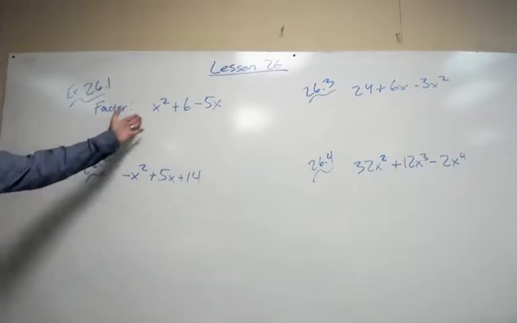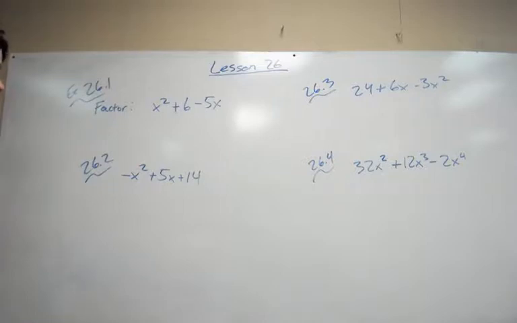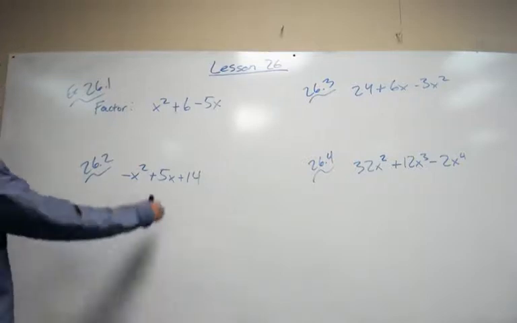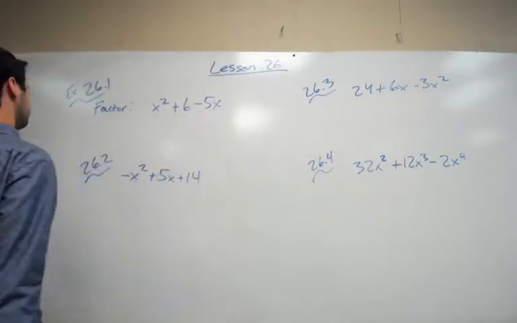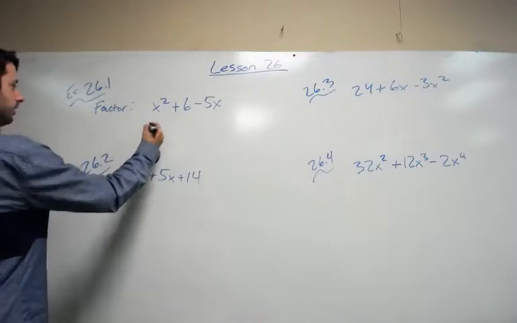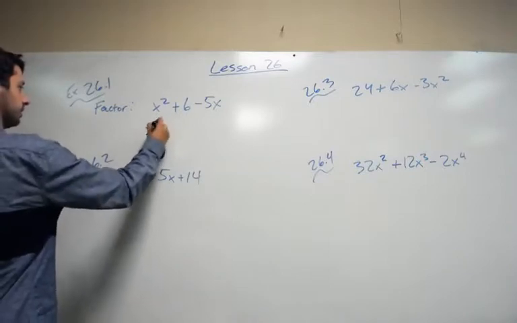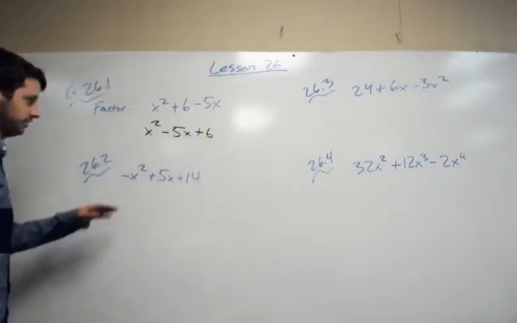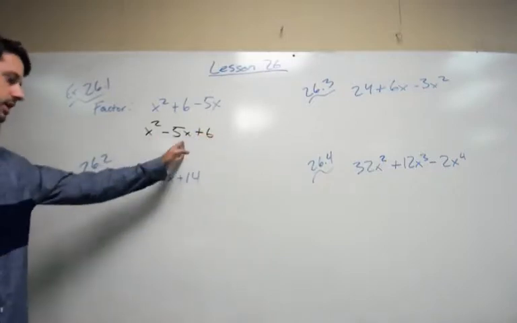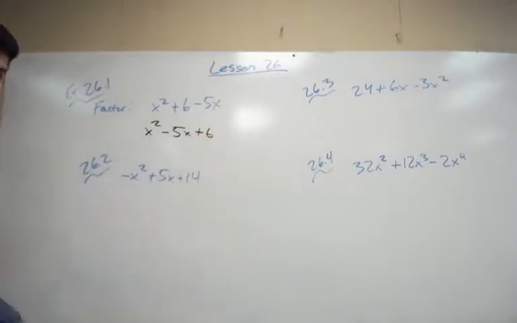It says factor x squared plus 6 minus 5x. Well, the first thing we always want to do in these trinomials is get it in descending exponent order, x value order, if you want to look at it that way. So we're going to arrange it: x squared is first, minus 5x plus 6. This is the order we wanted. X squared, x, no x. And then we factor.